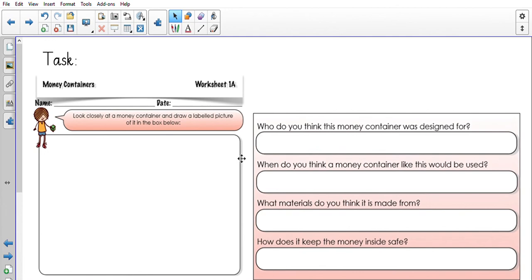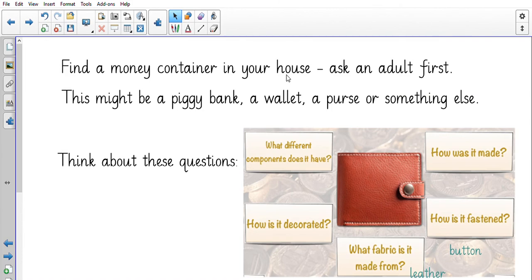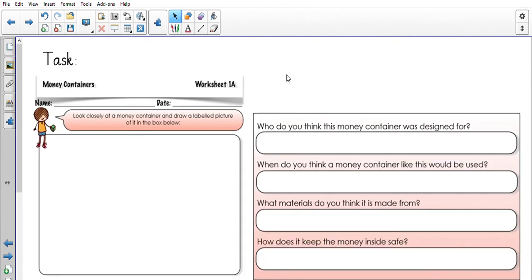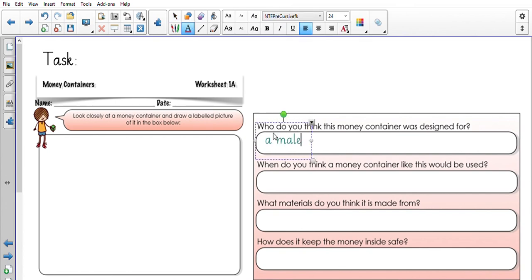And then I want you to think about these questions. So who do you think the money container was designed for? When do you think a money container like this would be used? What materials do you think it's made from? How does it keep the money inside safe? So if I go back to mine, I think this one is probably made for a man, a gentleman, because I know as a female, I wouldn't usually use a wallet. So I'm going to say designed for a male.